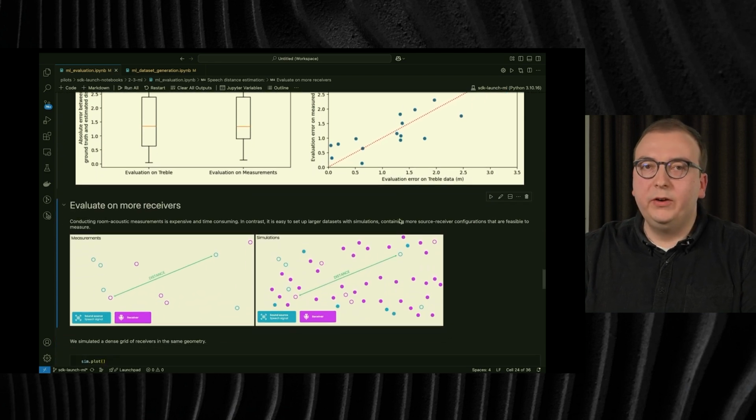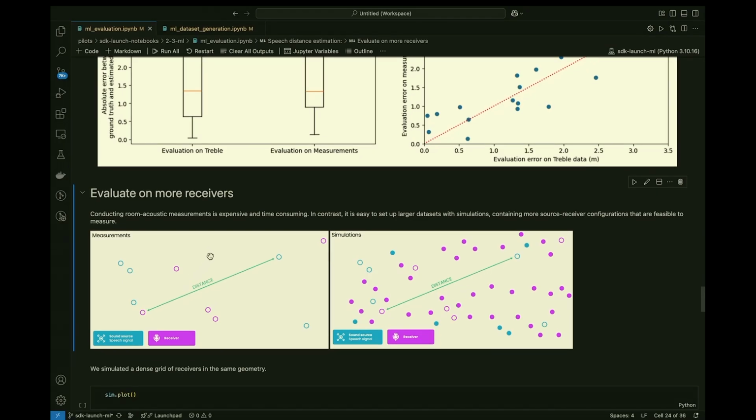But now what we can very easily do with the simulations is that we evaluate on more receivers. So what you see on the left picture here is what we have done so far. We have only a handful of source receiver configurations that we measured and simulated. And now we might want to have a closer look at our network and see if the network also performs equally well at other source receiver configurations.